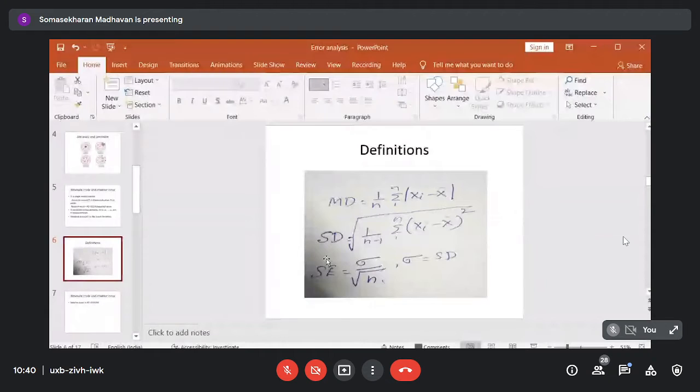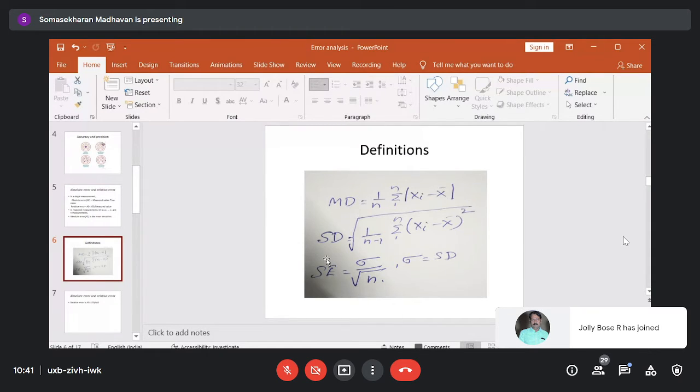Then standard error is another measure. It is a measure of the estimate of the mean. So the physical meaning is different. Standard deviation is a scattering measure of the observed values. But standard error is a scattering measure of the estimate. So you should understand the difference between these two. Standard deviation is a scattering measure of the observed values, but standard error is a scattering measure of the estimate.